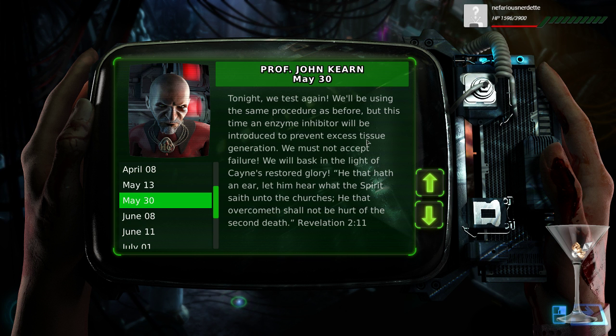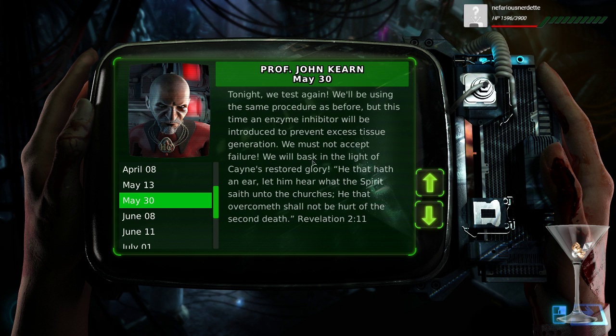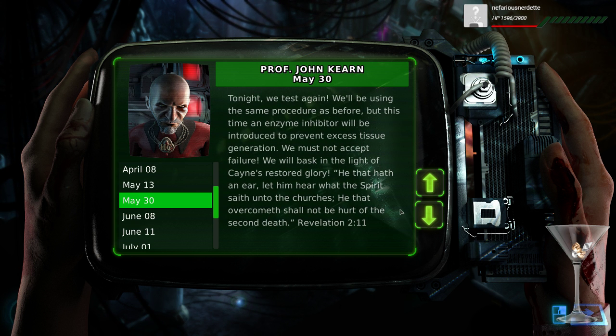May 30th. Tonight, we test again. We'll be using the same procedure as before, but this time an enzyme inhibitor will be introduced to prevent excess tissue generation. We must not accept failure. We will bask in the light of Cayne's restored glory. He that hath an ear, let him hear what the Spirit saith unto the churches. He that overcometh shall not be hurt at the second death. Revelation 2:11.